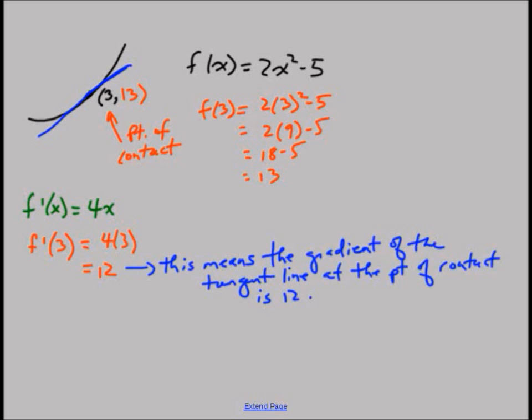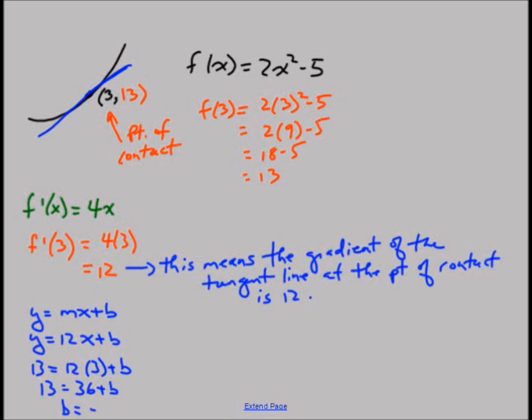Okay, so we'd say whatever method you want to use. I'm most comfortable with y equals mx plus b. I know my gradient is 12. Fill in the point of contact. Negative 24. And the equation of our tangent line then is y equals 12x subtract 24.